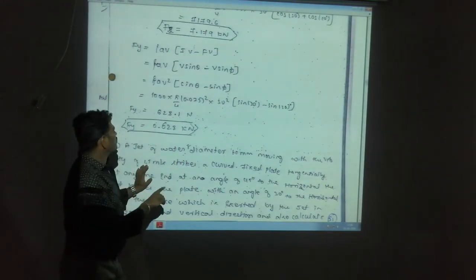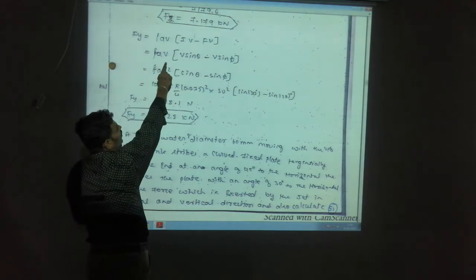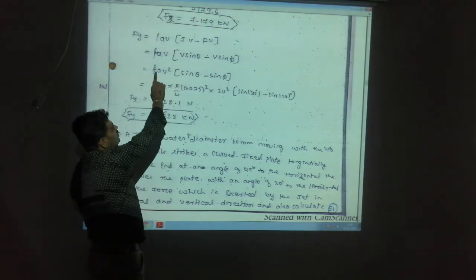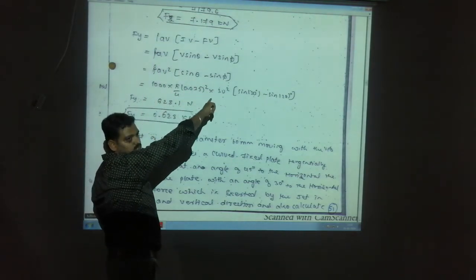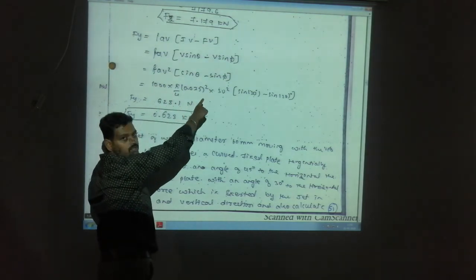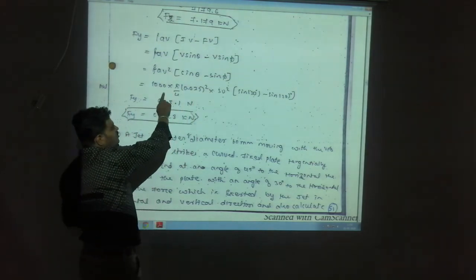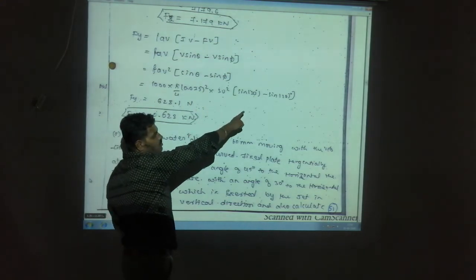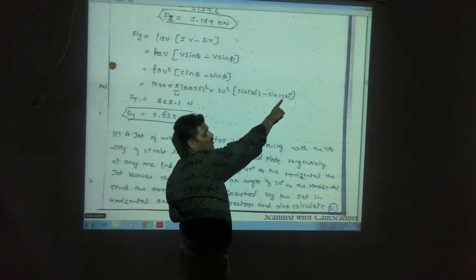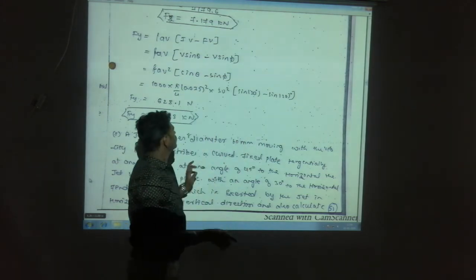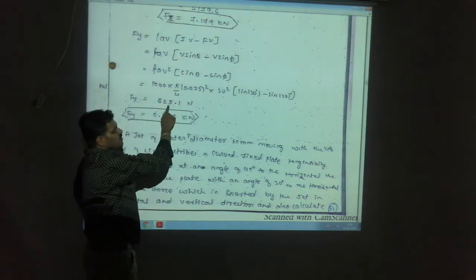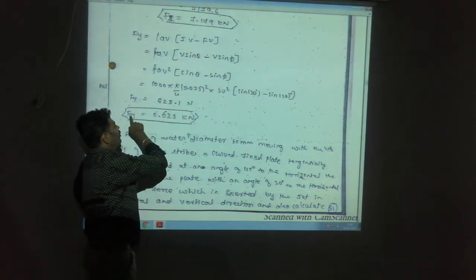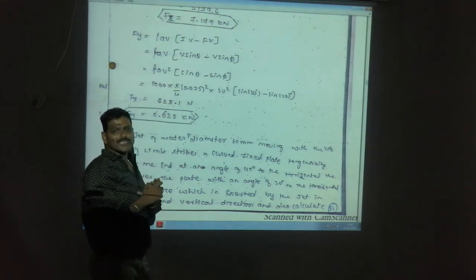Then for y direction, Fy is equal to rho AV initial minus final. That is rho AV into V sin theta minus V sin phi. That we can say rho AV square into sin theta minus sin phi. That is 1000 into pi by 4, 0.075 whole square into 30 square into sin 30 minus sin 20, that is sin theta minus sin phi. Then you get Fy as 628.1 Newton, or you can say Fy is equal to 0.628 kilonewton.